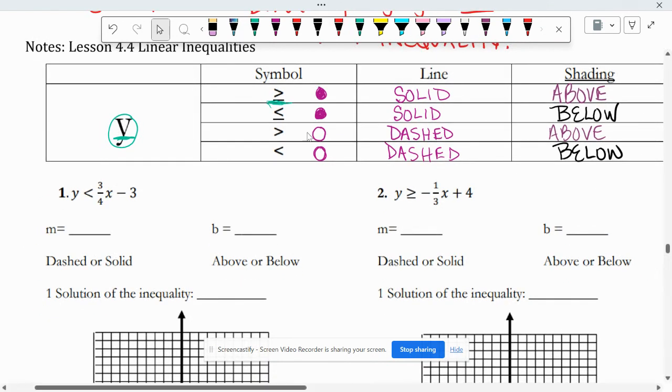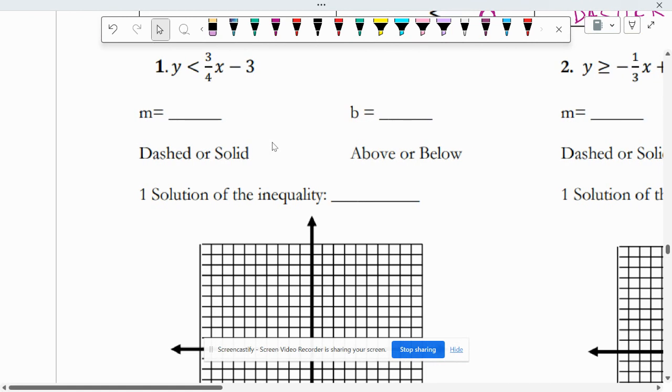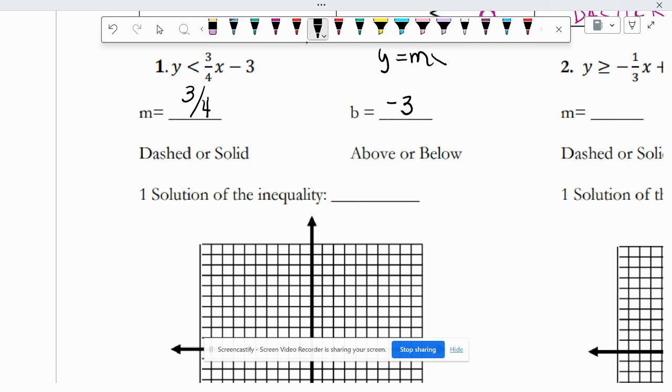So let's look at our first inequality. Our first inequality is y is less than 3/4 x minus 3. My slope is 3/4, and my y-intercept is -3, right? Because this models y equals m times x plus b. This models the slope-intercept form. So am I going to have a dashed line or a solid line? Dashed. Am I going to shade above or below? Below.